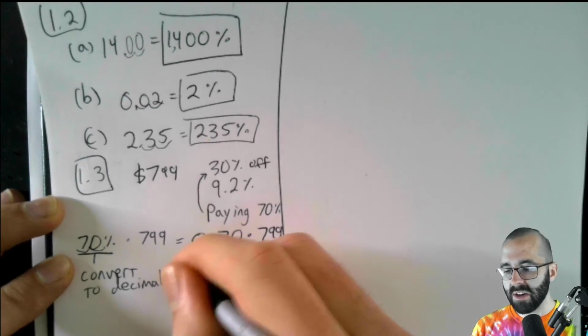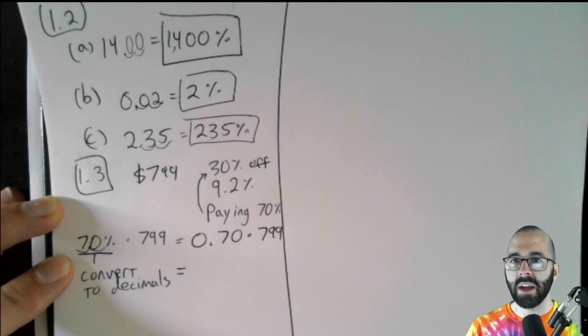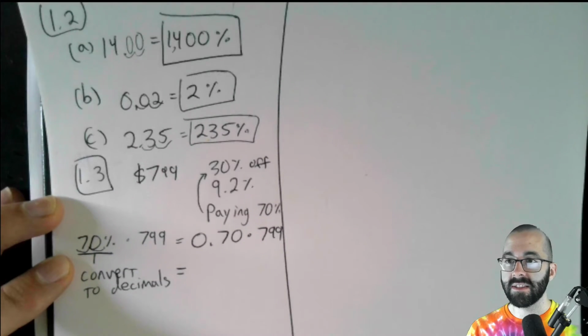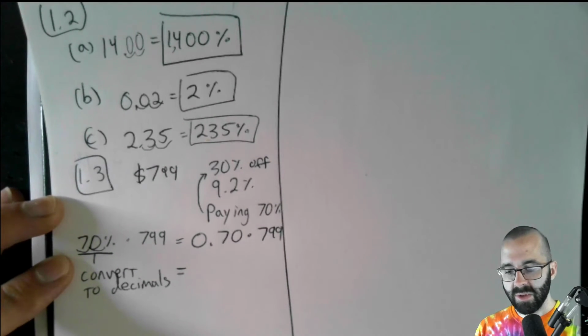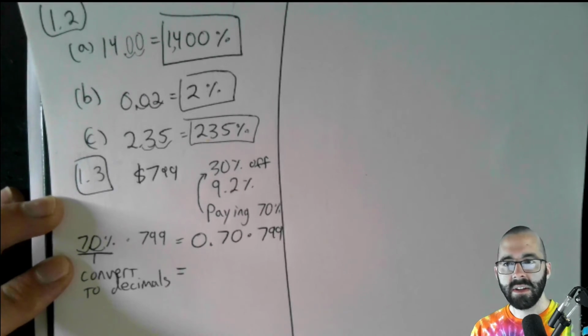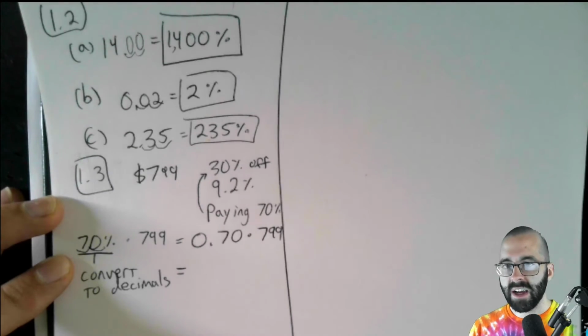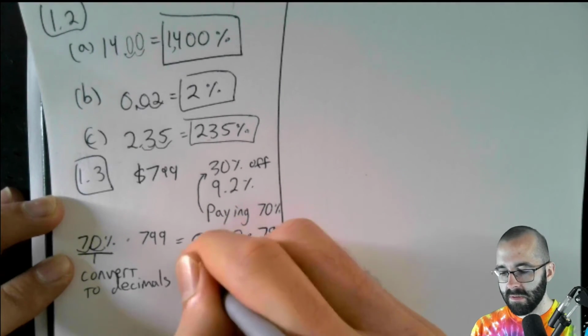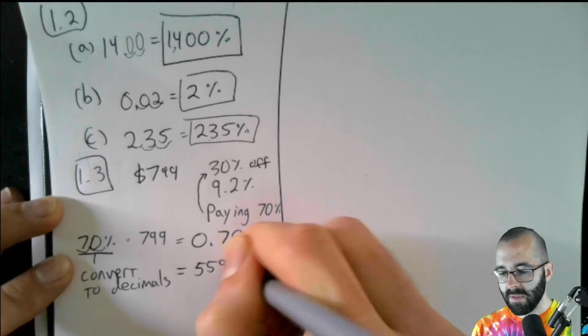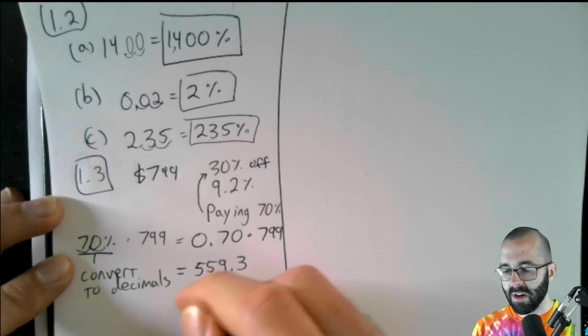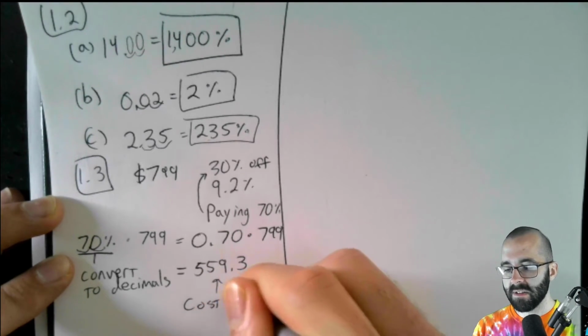Let's multiply this with a calculator. This is the price that we're paying before sales tax. So 0.7 times 799 is going to be 559.3. So this right here is the cost before sales tax.